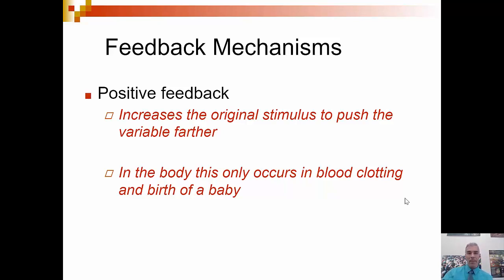The contractions stop. So notice it's amplifying the stimulus. So it says it increases the original stimulus to push the variable further. My definition that I want you to write down that's different from this is amplification to completion, right? You're going to amplify, increase that stimulus until it finally is done. And then once the baby's born, the baby's head is no longer pushing on the cervix, and the body kind of goes back to normal again. Blood clotting is another example of this as well. Blood clotting factors actually activate more blood clotting factors, causing blood clotting to accelerate until finally the blood clot forms.